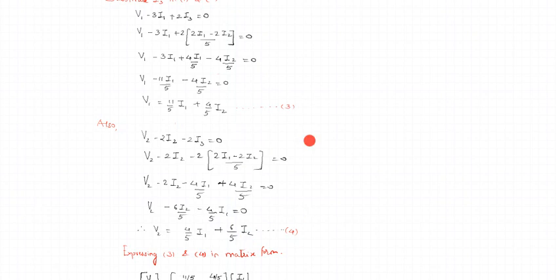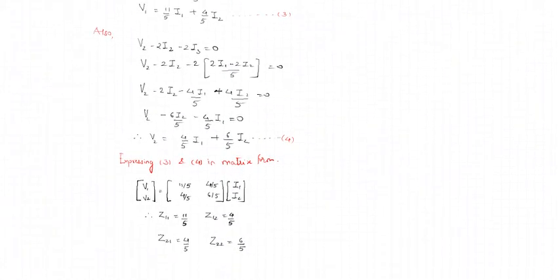Equations 3 and 4 satisfy the Z parameter equations, wherein V1 is Z11 I1 plus Z12 I2, and V2 is Z21 I1 plus Z22 I2. So equations 3 and 4 give us the Z parameters associated with the given network. Expressing them in matrix form, we get a matrix as shown here, from which we can easily find Z11, Z12, Z21 and Z22.